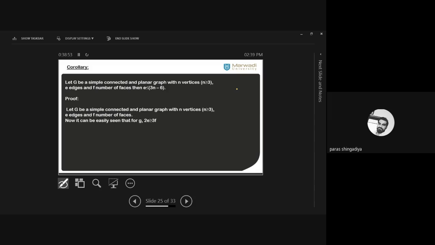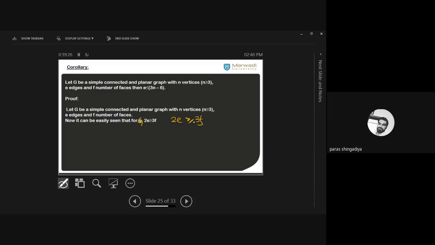So it can be easily seen that for a graph G, that is not a small g, that is for a G, 2e is greater than or equal to 3F. It can be easily seen that 2 times the number of edges will always be greater than or equal to 3 times F.